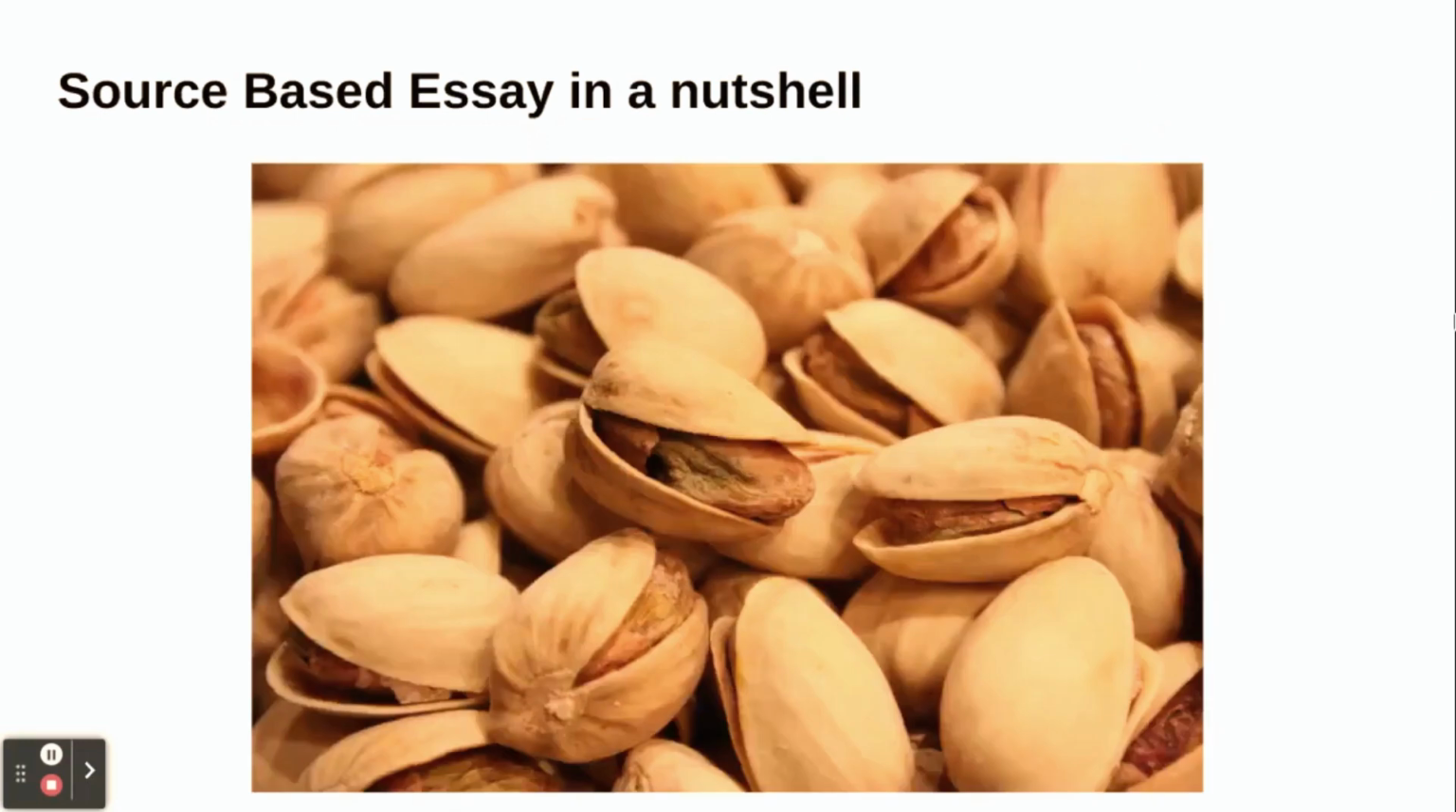So, source-based essay in a nutshell. Long and short of it, the source-based essay requires you to read two passages and then write an essay telling about those two passages, why they're important, and then kind of compare and contrast those two.